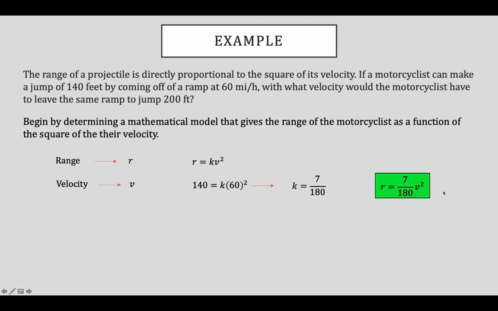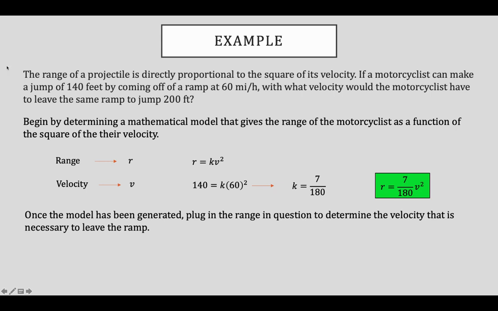Here is our model, right? This is going to tell us how far we will be able to jump based off of the velocity at which we leave the ramp. So let's answer the next part of the question. It says, find with what velocity the motorcyclist would have to leave the ramp to jump 200 feet. In this case, we're actually given the range R, and we are trying to find V. That's perfectly fine. Plug in the range in question to determine the velocity that is necessary to leave the ramp.